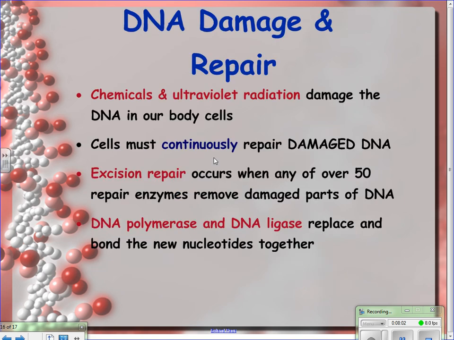Now, a little bit on DNA damage and repair. Different types of chemicals, as well as ultraviolet radiation, can cause damage to DNA. And so cells must continuously repair damaged DNA. Anytime DNA is damaged, what's called an excision repair occurs, where a piece of DNA is removed and then enzymes, DNA polymerase and DNA ligase, can replace and bond the new nucleotides together. So DNA is constantly being repaired, it's constantly being corrected, and in this way it keeps our bodies fairly safe.